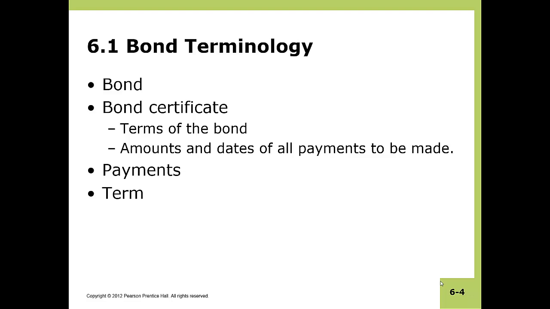The payments include the face value and the interest. Some bonds will pay interest every 6 months or once a year or maybe even quarterly. Some of them do not pay interest at all until the very end. We'll get into both of those. The term is the length of the bond.